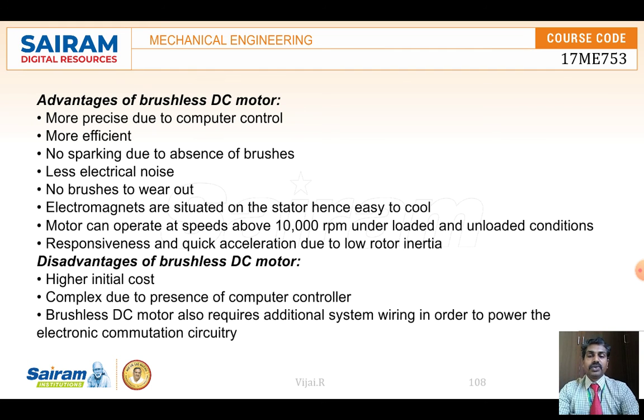So in this video we have seen about the DC motor, the brushed DC motor and the brushless DC motor. Okay, and in the next video we will see the AC motors and others.